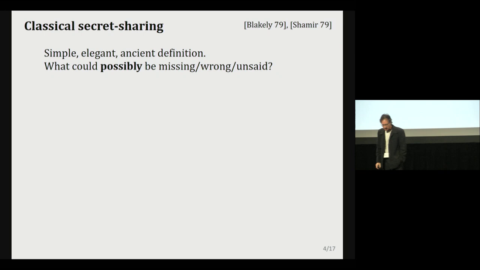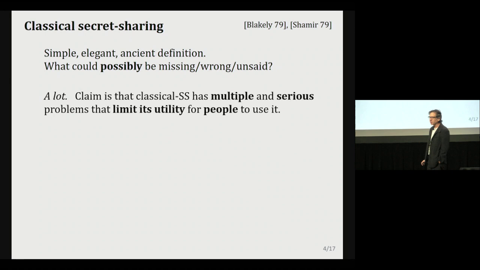that there's very little that could possibly be missing, wrong, or unsaid by now about classical secret sharing. And I'm going to make the claim in today's talk that that's really not true at all, that even for a primitive as well-known and fundamental as this one, there are some really basic things that are not right when you want to employ this primitive for a bunch of people to do exactly what the primitive says to do, share out a secret and later reconstruct it.